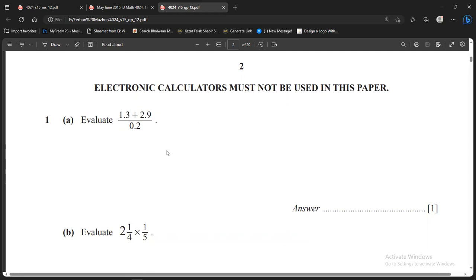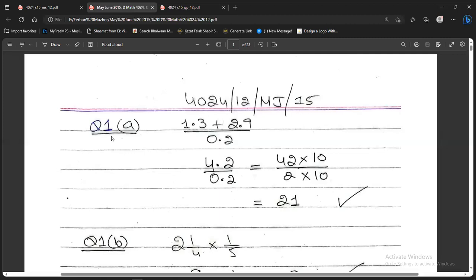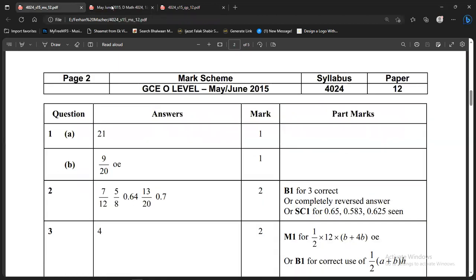First of all, in the numerator, we have this addition, so we will add 1.3 plus 2.9. It will be 4.2, divided by 0.2. So I will remove the decimals. You will have 42 multiplied by 10, and 2 multiplied by 10 in the denominator, so 10 and 10 will be cancelled. 42 divided by 2, that's 21. So 21 is the right answer, sir.